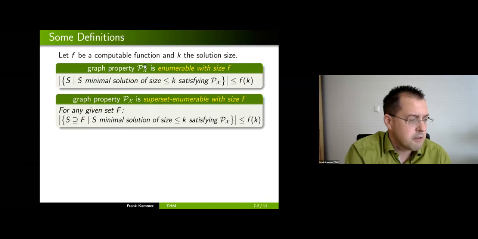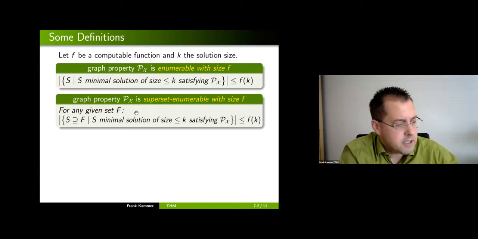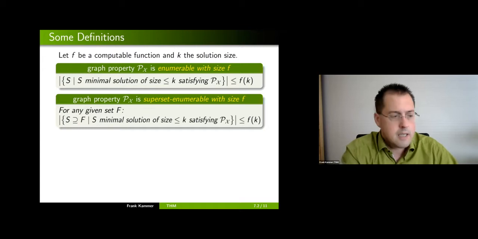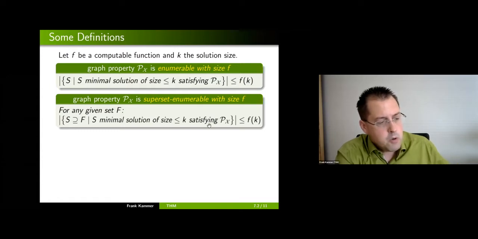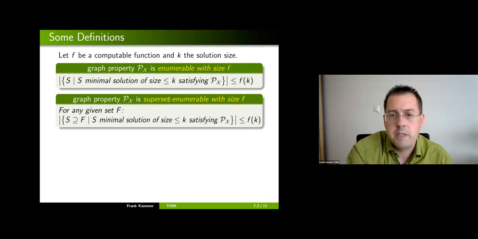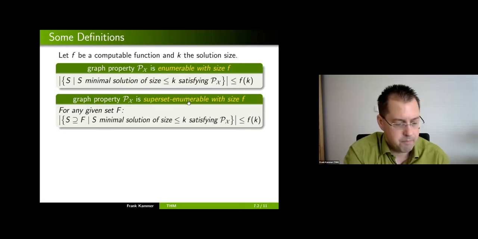And from this definition, now another definition. If we fix a set f and consider only the solution sets that are a superset of our given set f, and we still have the property that the number of solutions is bounded by f of k, then we say the graph property is superset enumerable.